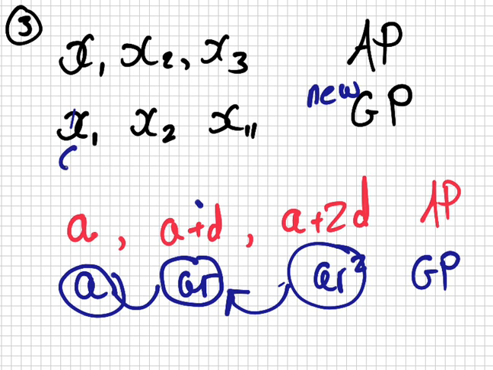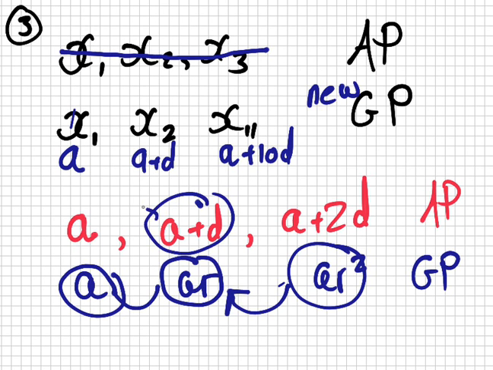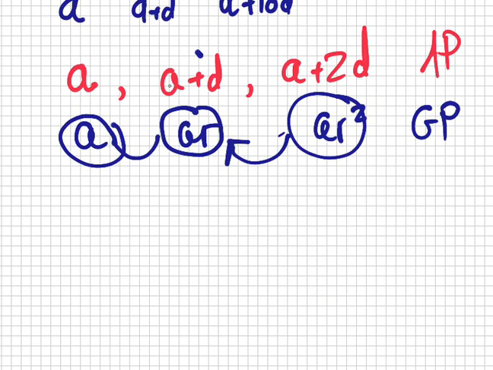This is like A. This is like A plus D. And this one here is like A plus 10D. So we forget about this for the moment and we use the comparison I just made. We know that the second divided by the first is R, and the third divided by the second is R. That means this one divided by A is R, and this one divided by the second is also R. That is so confusing, I'm going to do it again.